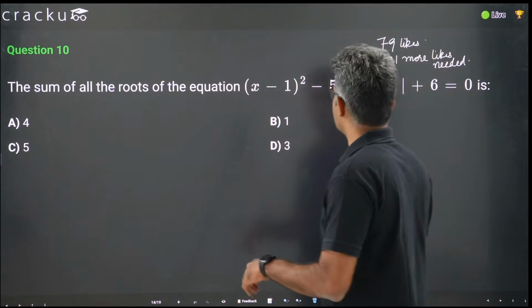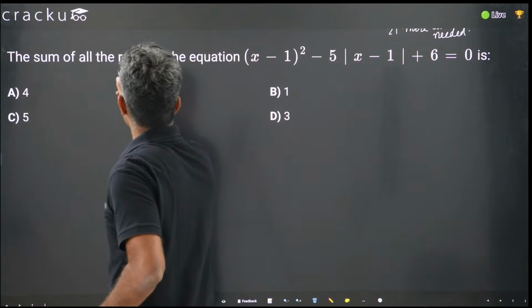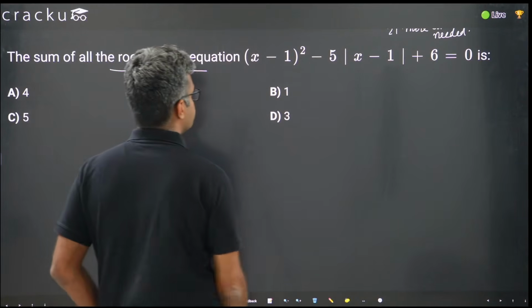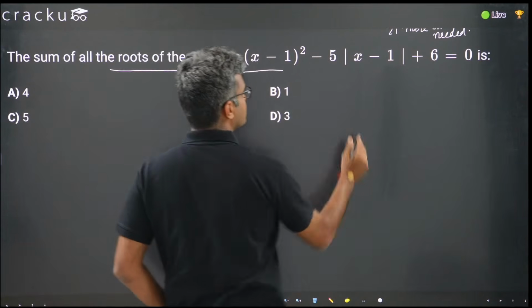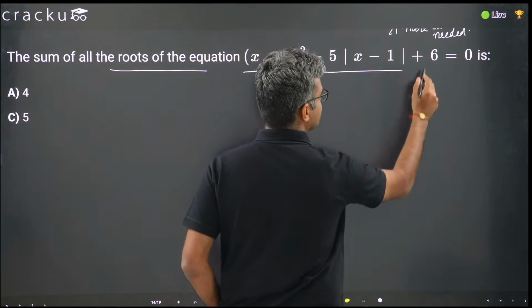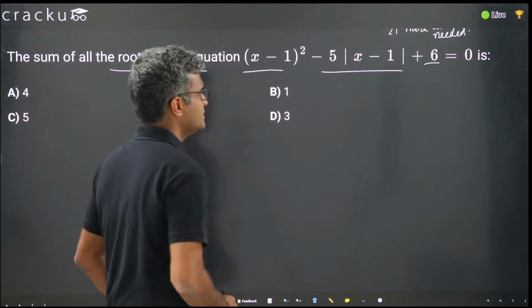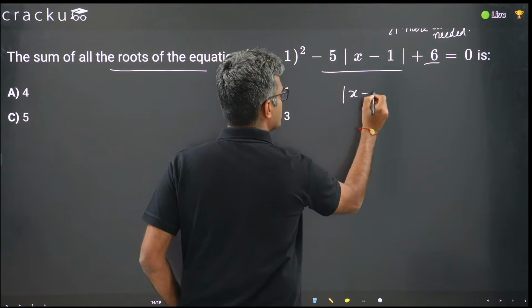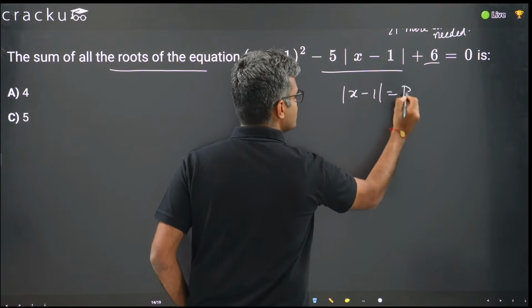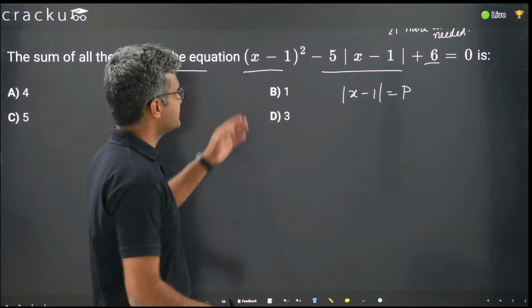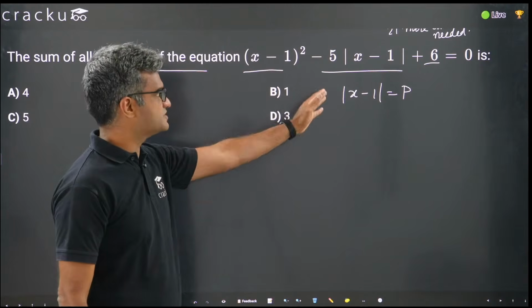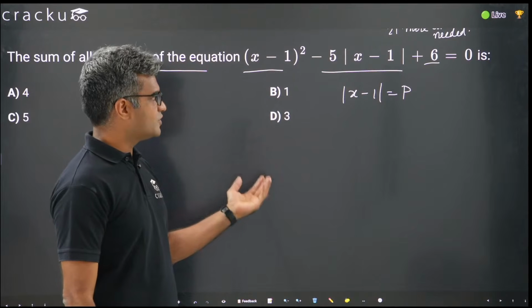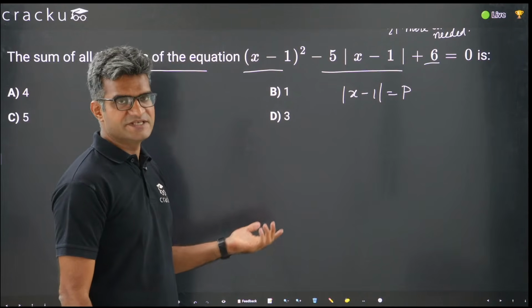Okay, let us try to solve this question. We are required to calculate the sum of all roots of the equation x minus 1 whole square minus 5 times modulus of x minus 1 plus 6 is equal to 0. To solve this question, let us assume that modulus of x minus 1 is equal to a new variable called p. Because we are seeing x minus 1 whole square and modulus of x minus 1. So if you assume that modulus of x minus 1 is equal to p, it becomes easier.